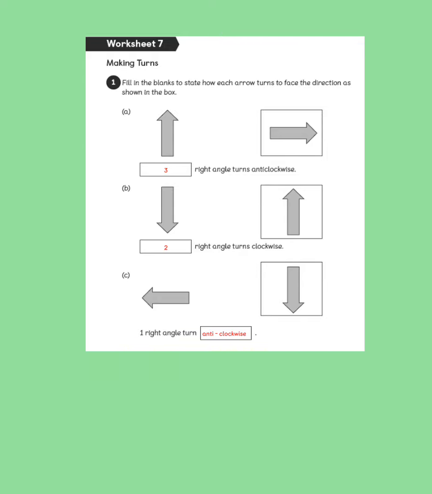And C, we've got 1 right angle turn anti-clockwise. We'll take your arrow from facing to the left to facing downwards. Well done if you managed to get those. Give yourselves a big tick. And we'll move on.